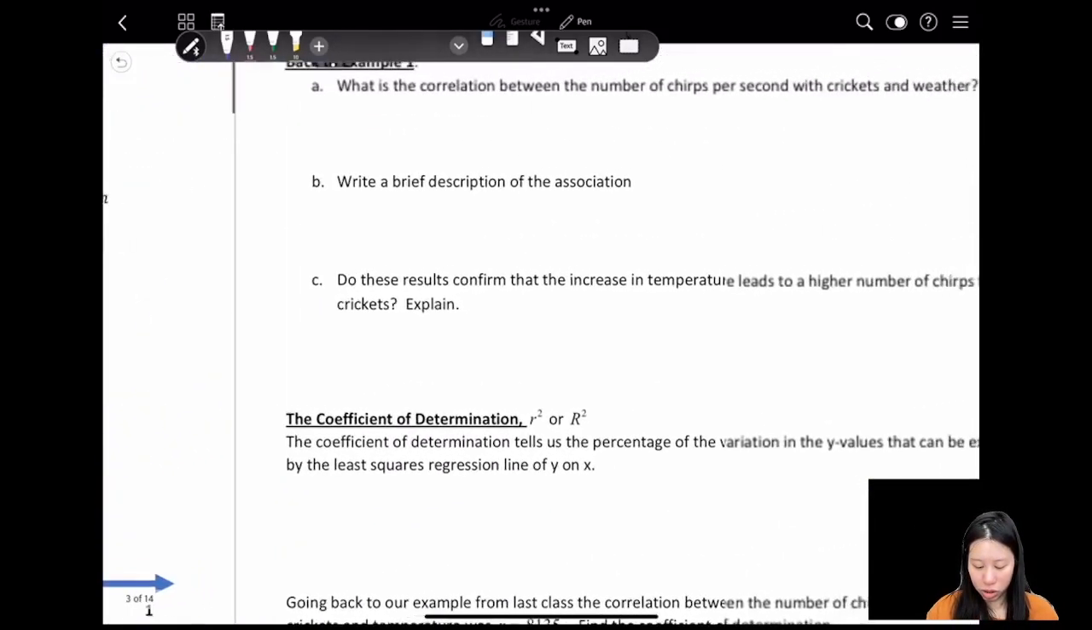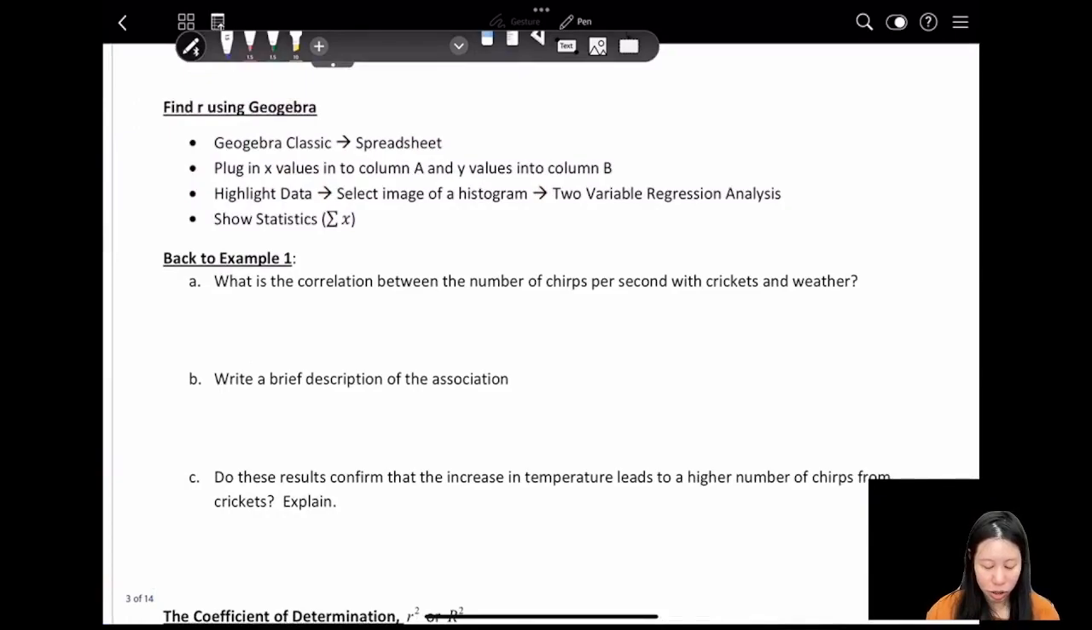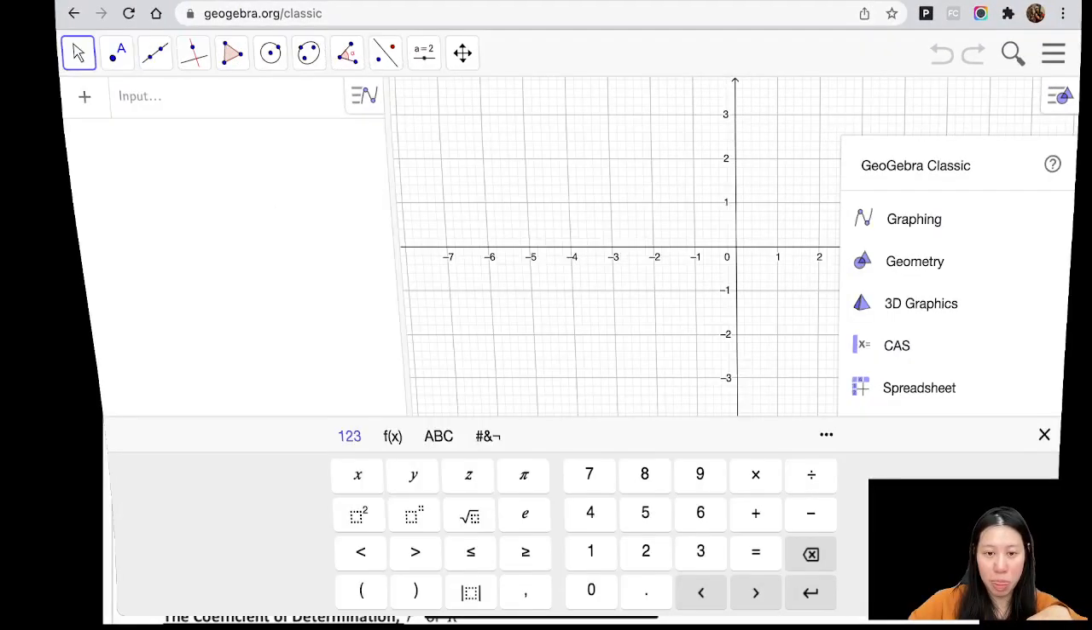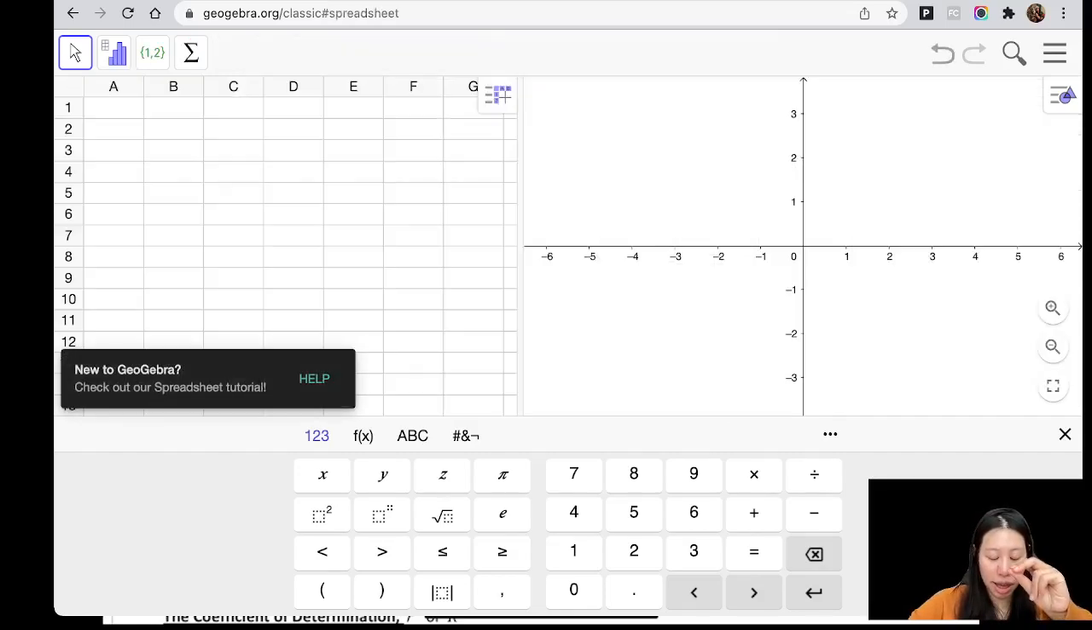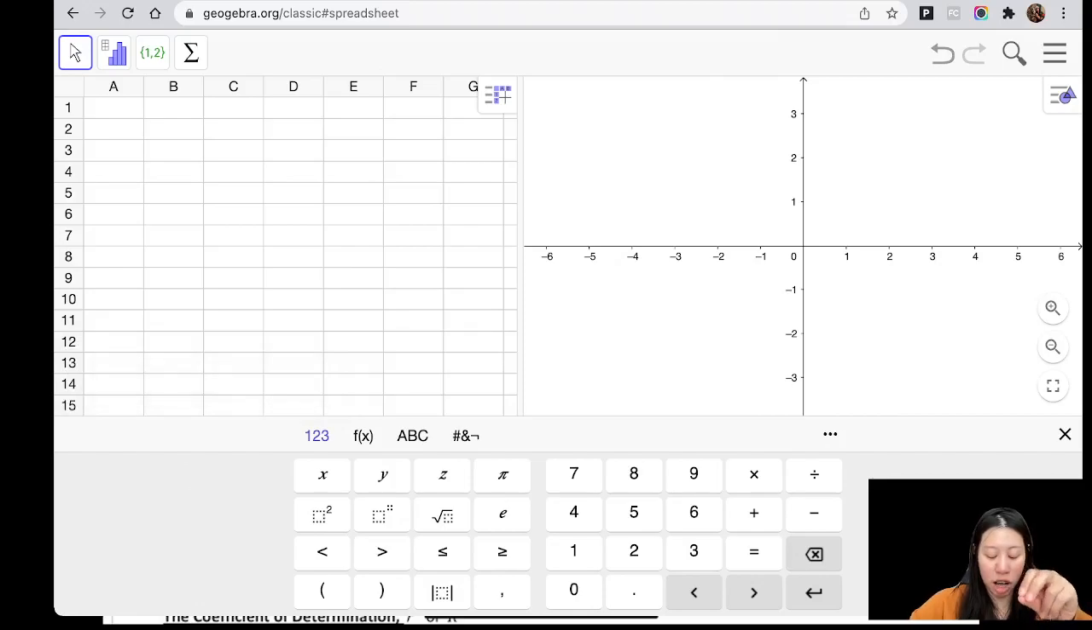Okay, so now let's take a look. How do we use GeoGebra to find our R? First of all, there is an instruction here, but I'm going to show you. So we go to GeoGebra. This is GeoGebra Classic. And then on the right hand side, you will see a spreadsheet. You open the spreadsheet and plug in the X values into column A and the Y values into column B.